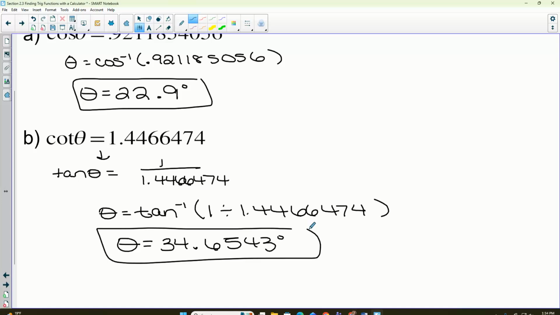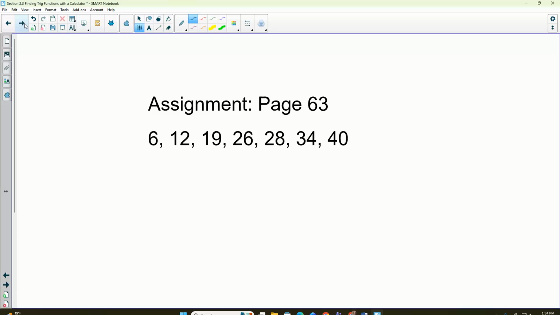Any questions about this? Okay, so you have those problems from yesterday. Here's just a few calculator problems that we're adding to that assignment, and then I'm done. You have the rest of the time to work on those.